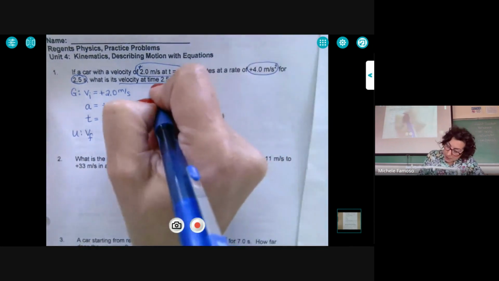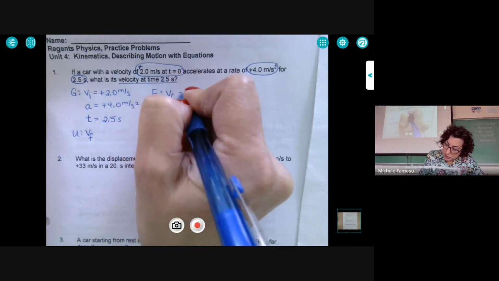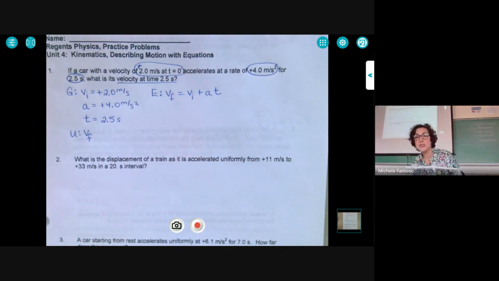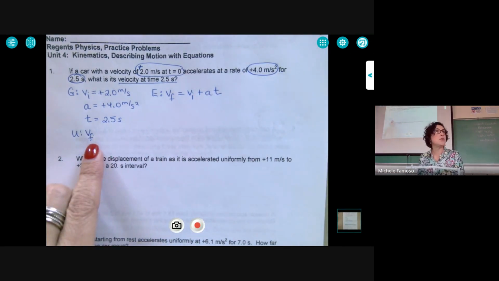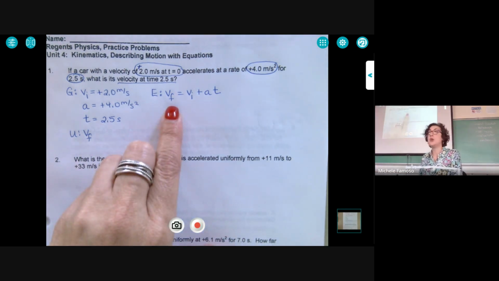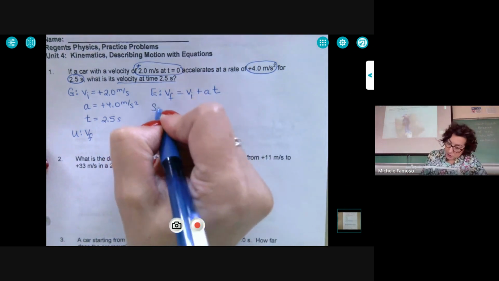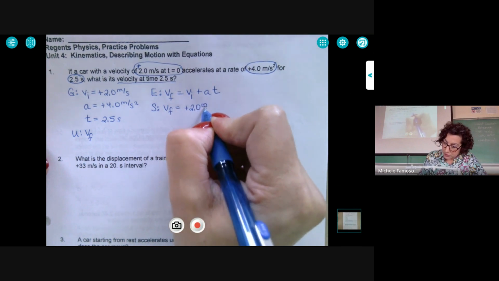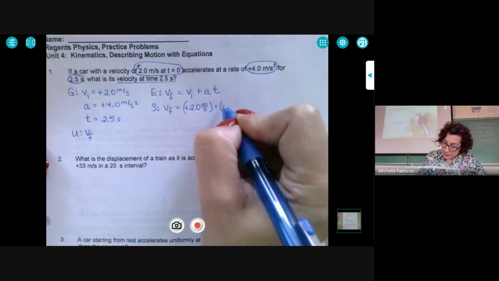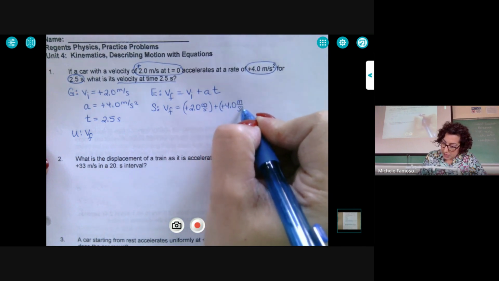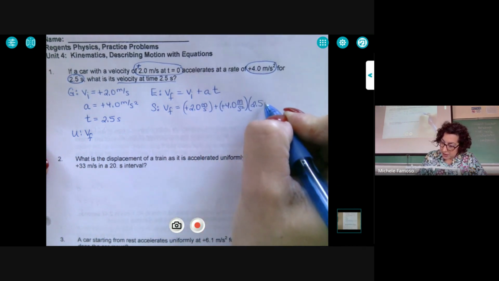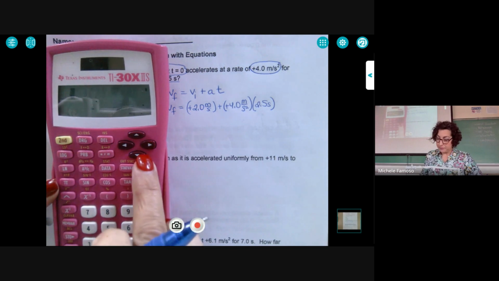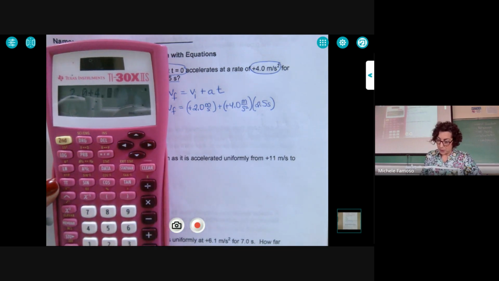So let's now copy the equation off the reference table that we are choosing to use. VF equals VI plus AT. And we ask ourselves, is this equation isolated for the unknown VF? Yeah, it is. So there's no algebra to do. We can go right to substitution with units. So VF equals positive 2.0 meters per second plus positive 4.0 meters per second squared times 2.5 seconds. Now the next step is to go to your calculator and solve that. So 2.0 plus 4.0 times 2.5.